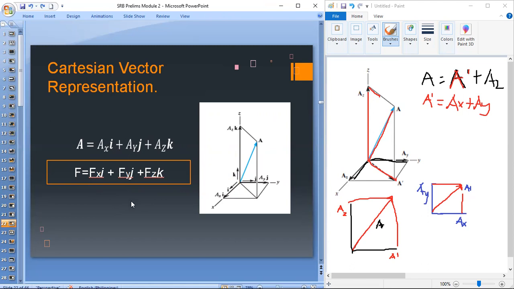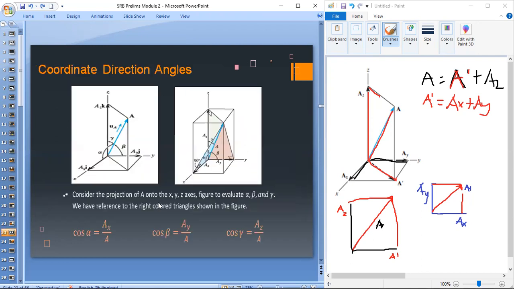So, yun lang yan. Same lang sila. Kung sa exam, yung gagamitin mo ay F or A, okay lang naman, maiintindihan ko naman. Pero prefer ko yung sa module na lang, itong A. Okay? So, arrange ka lang ng i, j, and your k doon.